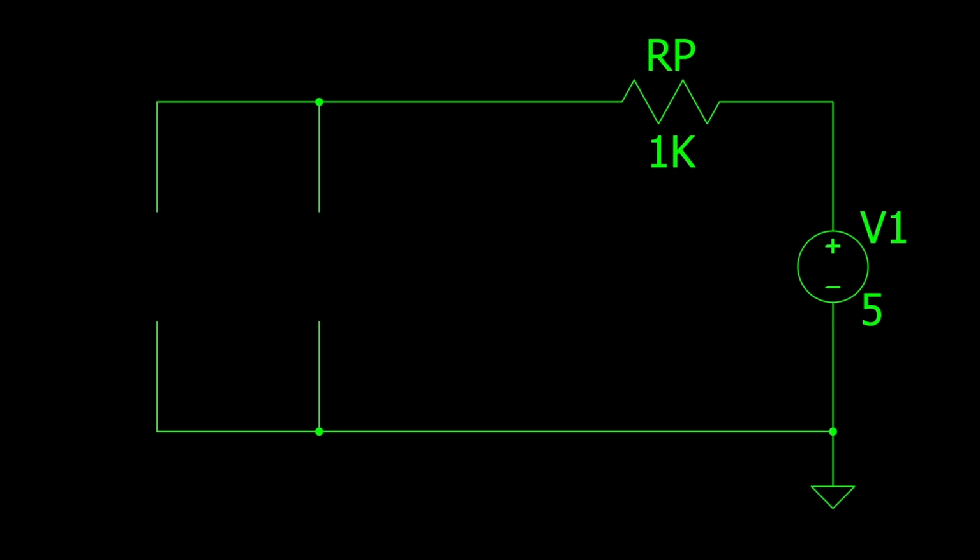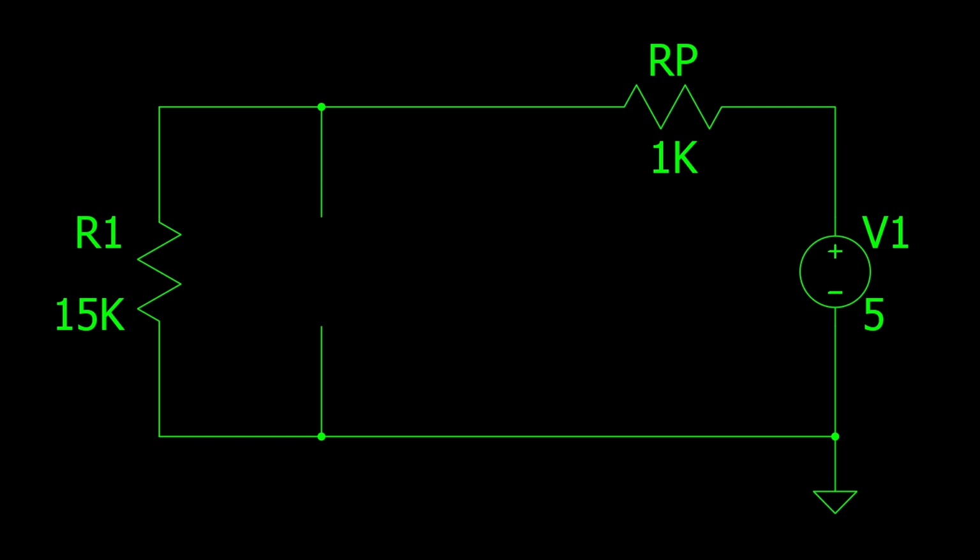Another application that puts a resistor in series with the load is a protection resistor. I've added a 1 kilo ohm resistor in series with a 5 volt supply. That resistor will allow me to still power low current loads, but it will protect the supply from higher current events such as short circuits. If I connect a 15 kilo ohm load, then the current drawn is only about 300 microamps.